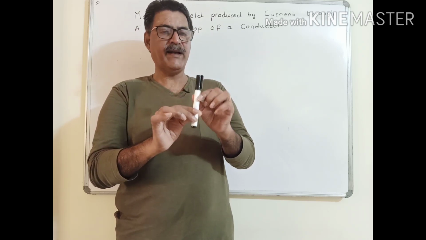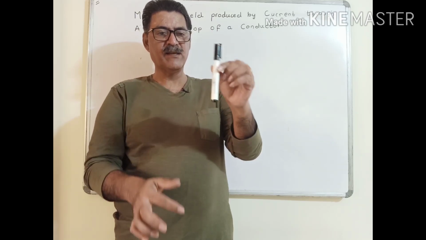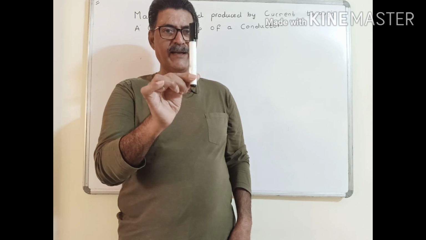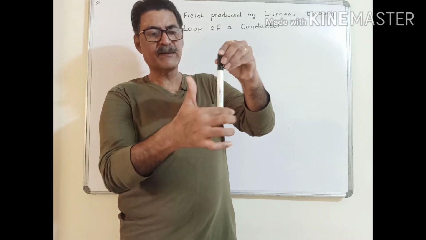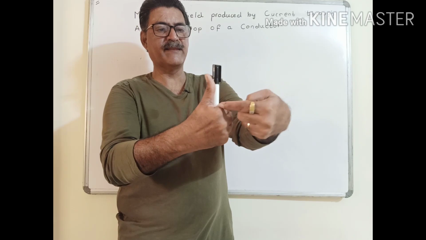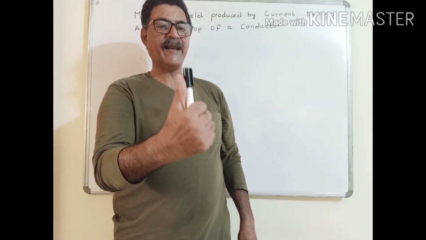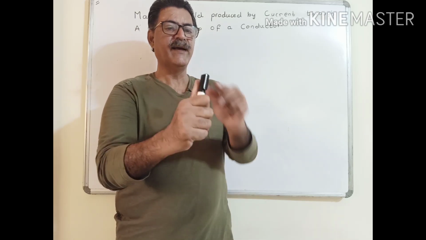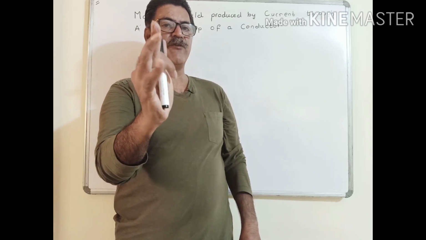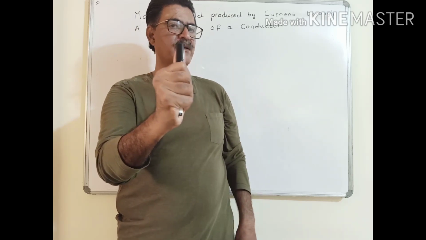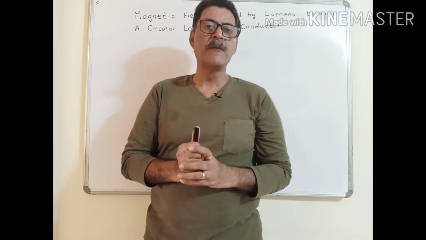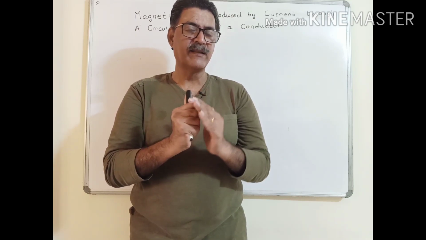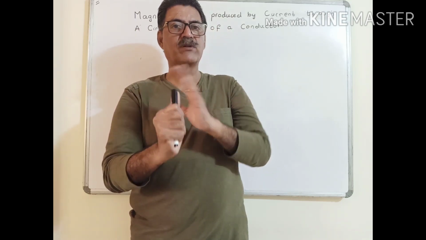straight conductor. Right? Just to revise, imagine you are having a current carrying conductor held in your right hand with the thumb stretched along the length. If the direction of the thumb gives the direction of the electric current, then the direction of the curled fingers will give you the direction of the magnetic field that is produced around the conductor.